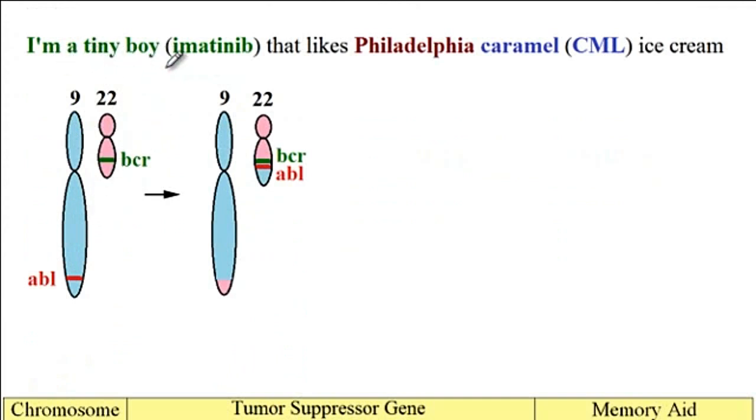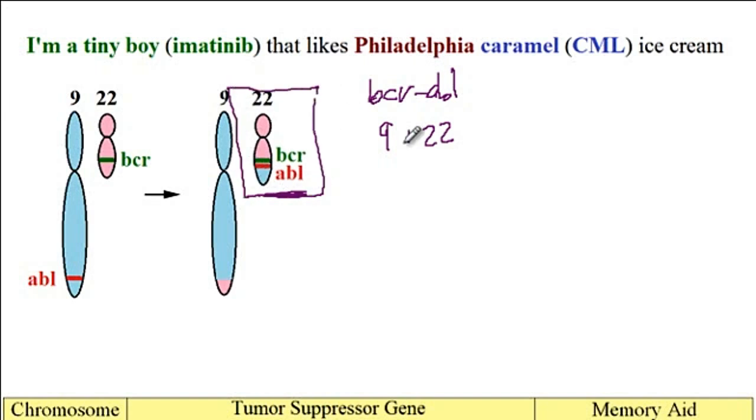So the memory aid that I have for you for this BCR-ABL gene, which can lead to CML, is: I'm a tiny boy that likes Philadelphia caramel ice cream. So Philadelphia chromosome refers to that BCR-ABL translocation of chromosome 9 to 22. So here you can see that the ABL gene is on chromosome 9 and BCR is on chromosome 22. Once ABL breaks off from chromosome 9 and is transferred to chromosome 22, this is referred to as the Philadelphia chromosome. And this chromosome can lead to the development of CML as well as AML.